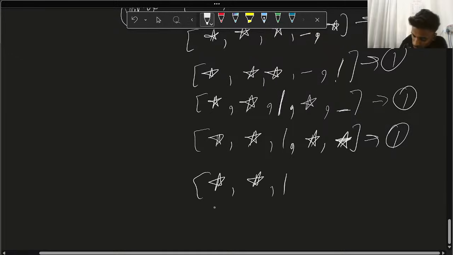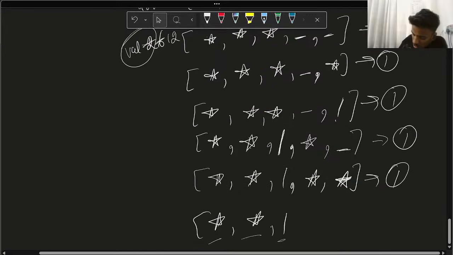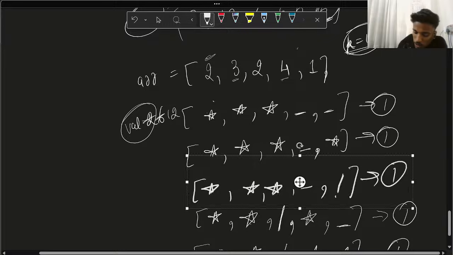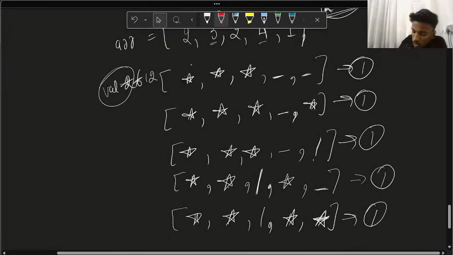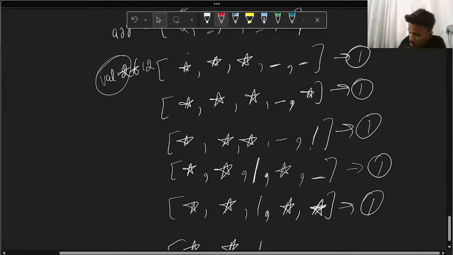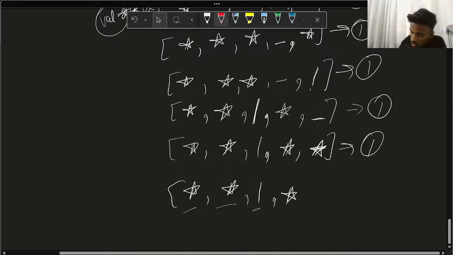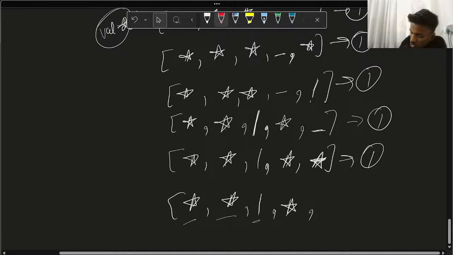Multiply, divide. First of all, val was 1. Val multiplied by 2, it became 2. Val multiplied by 3, it became 6. Then we have done a divide operation here, so it again becomes 3. And this time for 4, I again do a multiply operation, so it becomes 12. And finally, for 1, I will divide by 1. So 12 upon 1 is again 12.